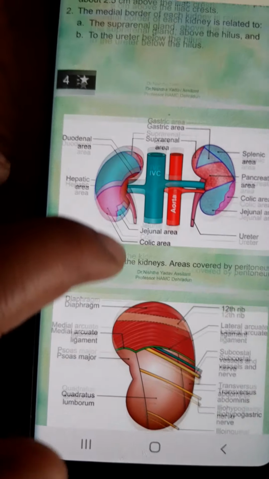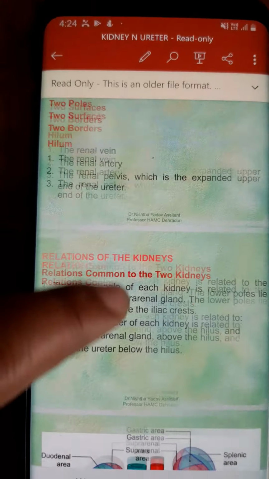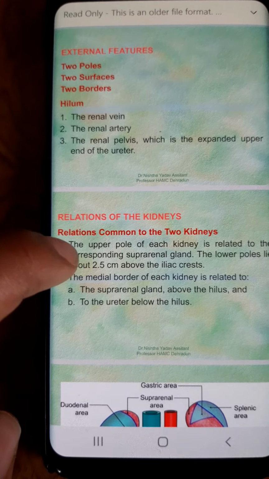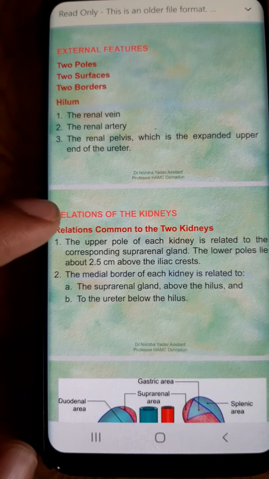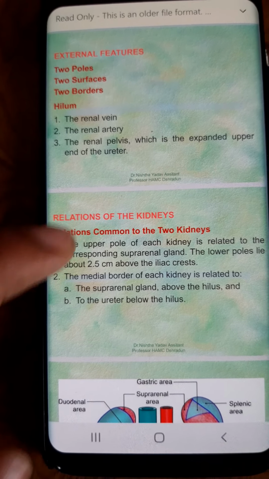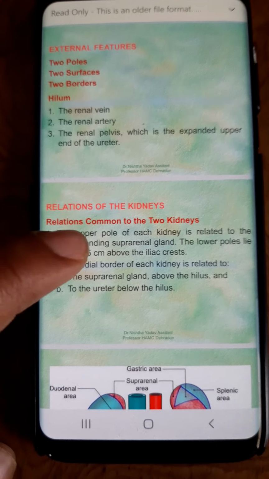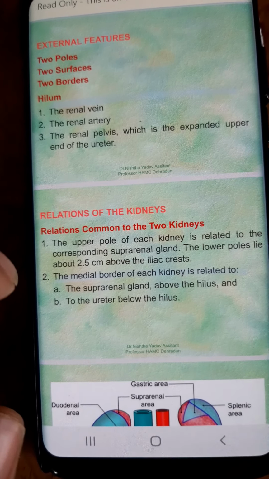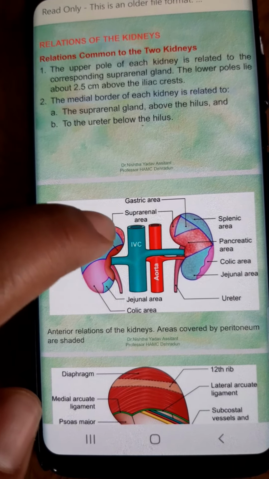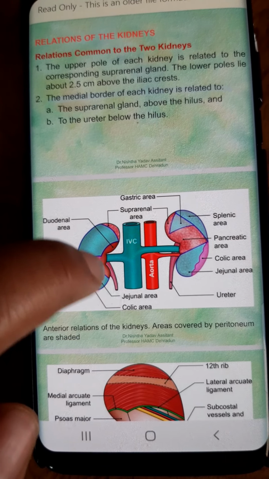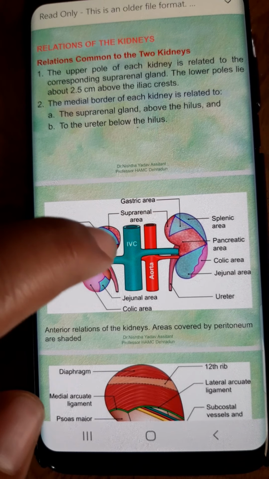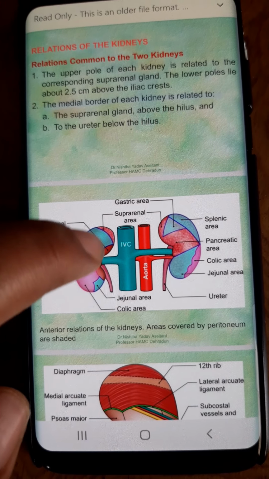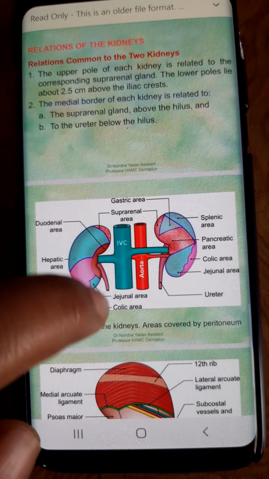Then comes the relations of the kidney, how the kidney is related to other organs. The relations which are common to both the kidneys are in the upper pole, the medial border and the posterior surface. The relation is the same in both the kidneys. The upper pole is related to the suprarenal gland, and the medial border is related to the suprarenal gland above the hilus and the pelvis below the hilus.